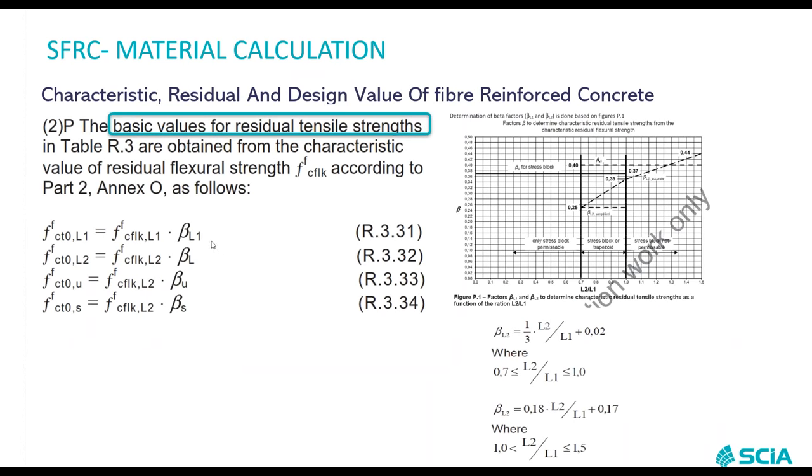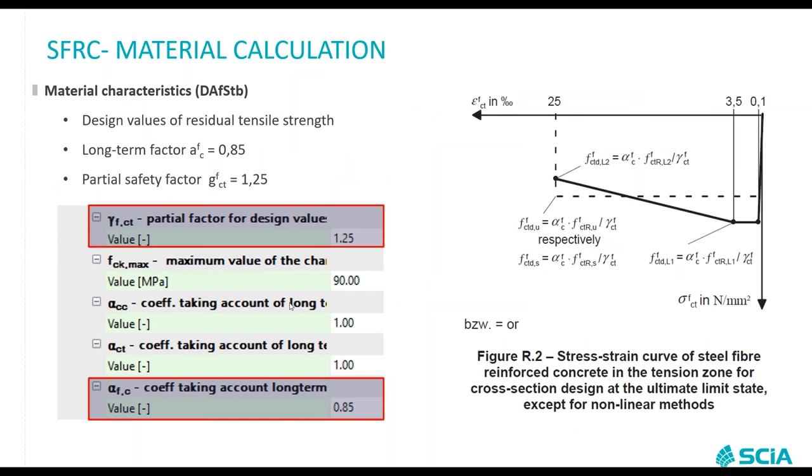Then in the next step, this value, which is the last value from the previous stage, will be multiplied by a beta factor to obtain the basic value for the residual tensile strength. And the German guideline already explains how we can obtain the beta factor, which is implemented in SCIA Engineer. Finally, in order to calculate the design value, the user would like to have a factor, which is the long-term factor, and also a coefficient that takes into account the long-term effect. Those two factors can be modified from the properties of the national annex.